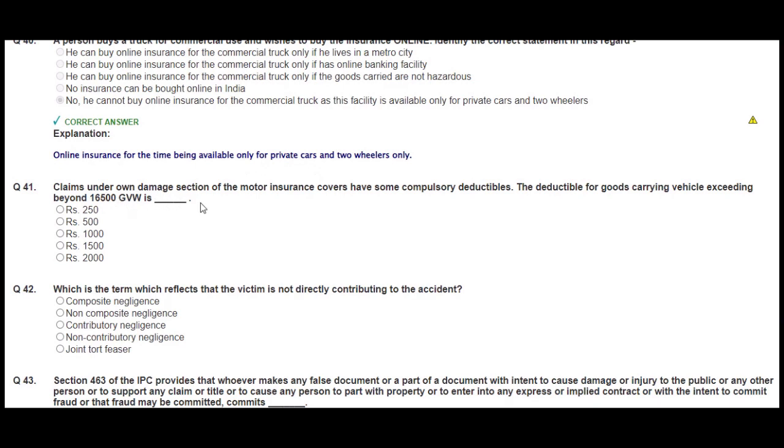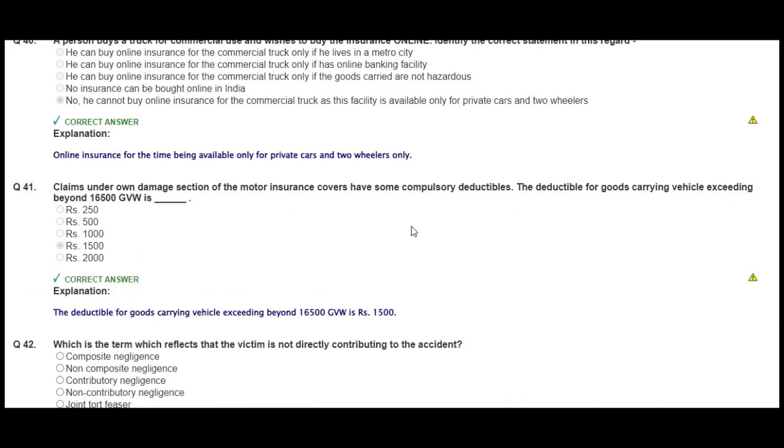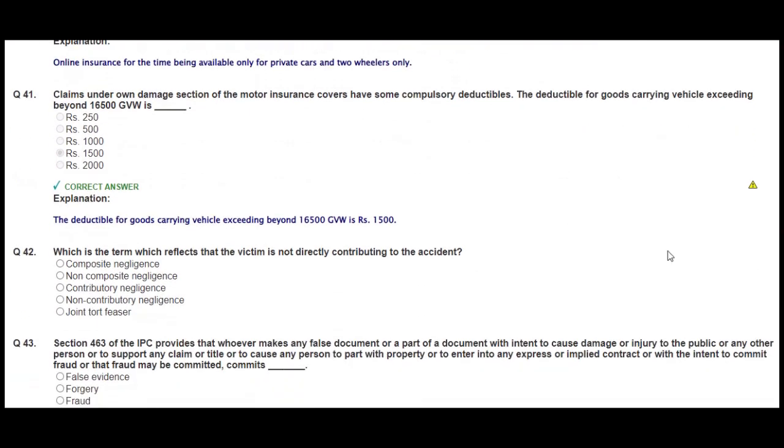Claims under the own damage section of motor insurance have some compulsory deductibles. The deductible for a goods carrier vehicle exceeding 12,000 kg GVW is 1500 rupees. GVW means gross vehicle weight.